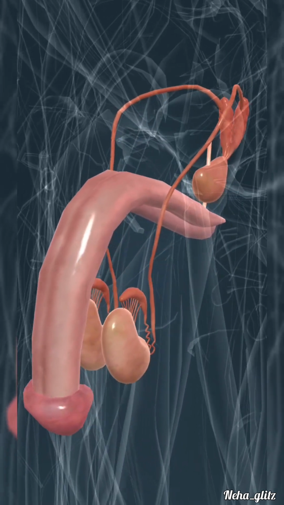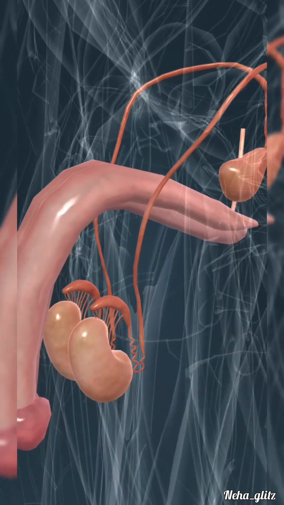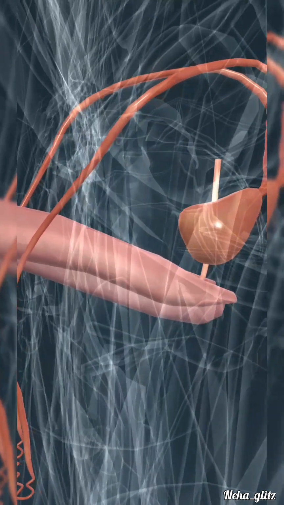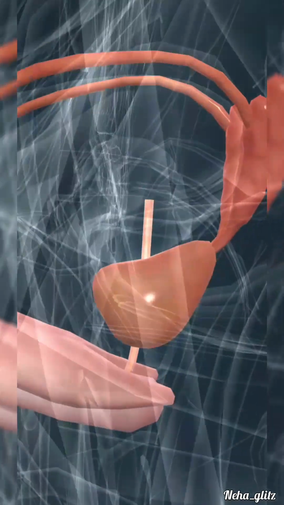Sperm is stored in the epididymis. During ejaculation, sperm is ejected together with semen through the urethra. Semen is produced by the prostate and the seminal vesicles.